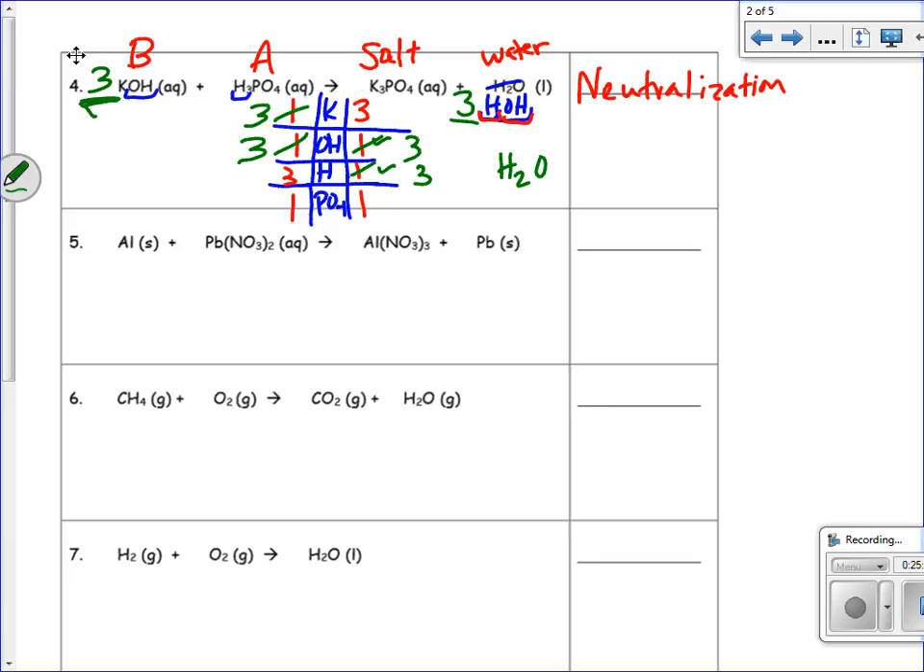So what I would like you to do right now is balance a few, but skip all the organic combustions. Like 6 is an organic combustion, so skip that one. Don't do organic combustion yet. Do some practice, and we're going to come back in a minute and talk about organic combustion.